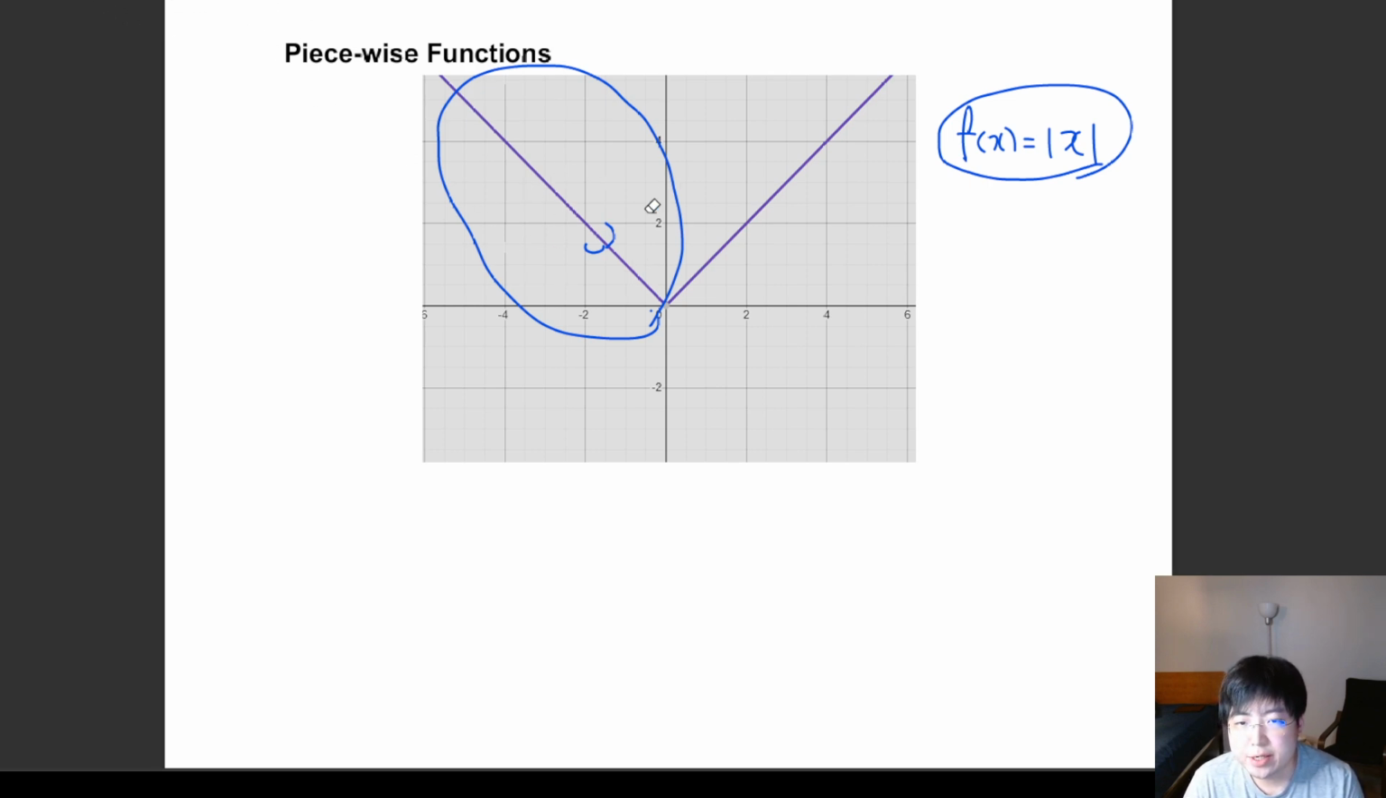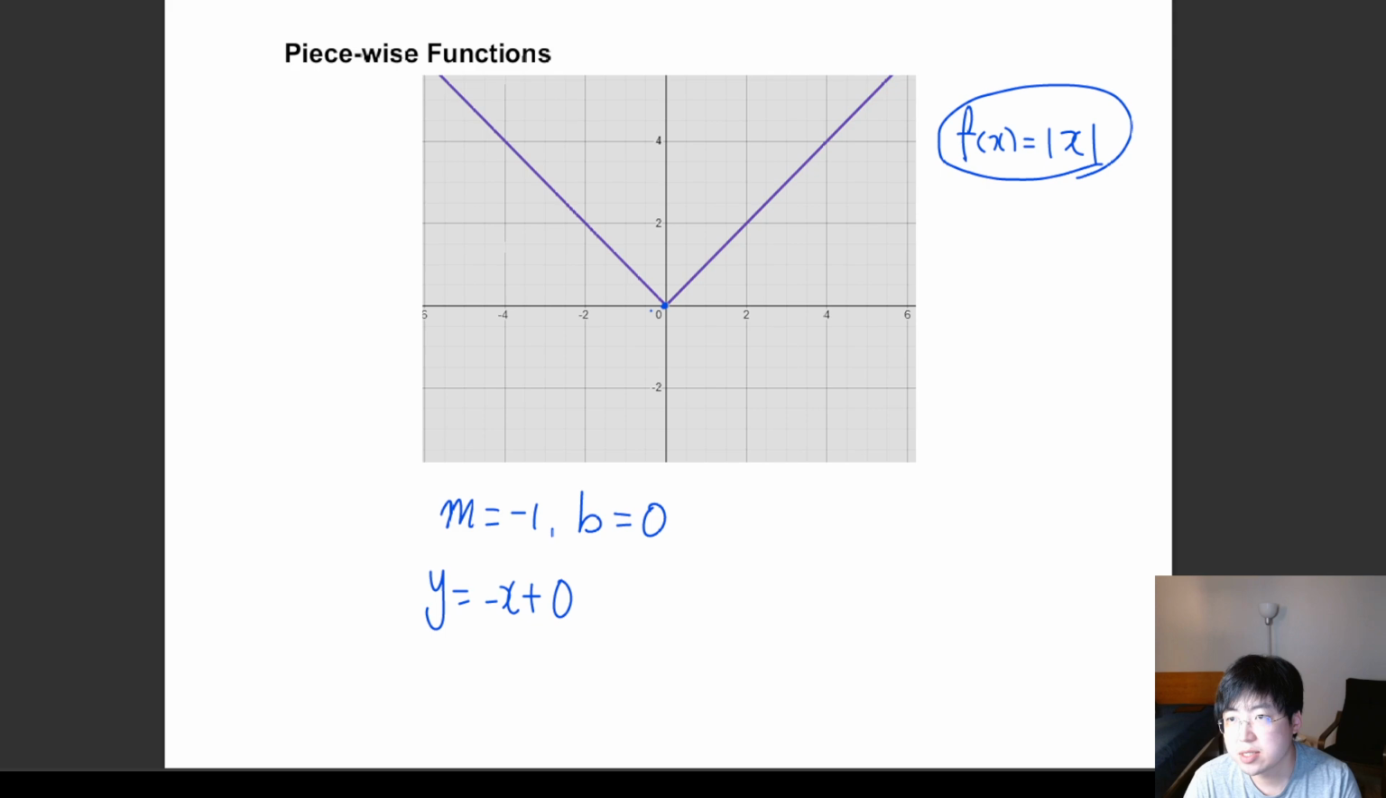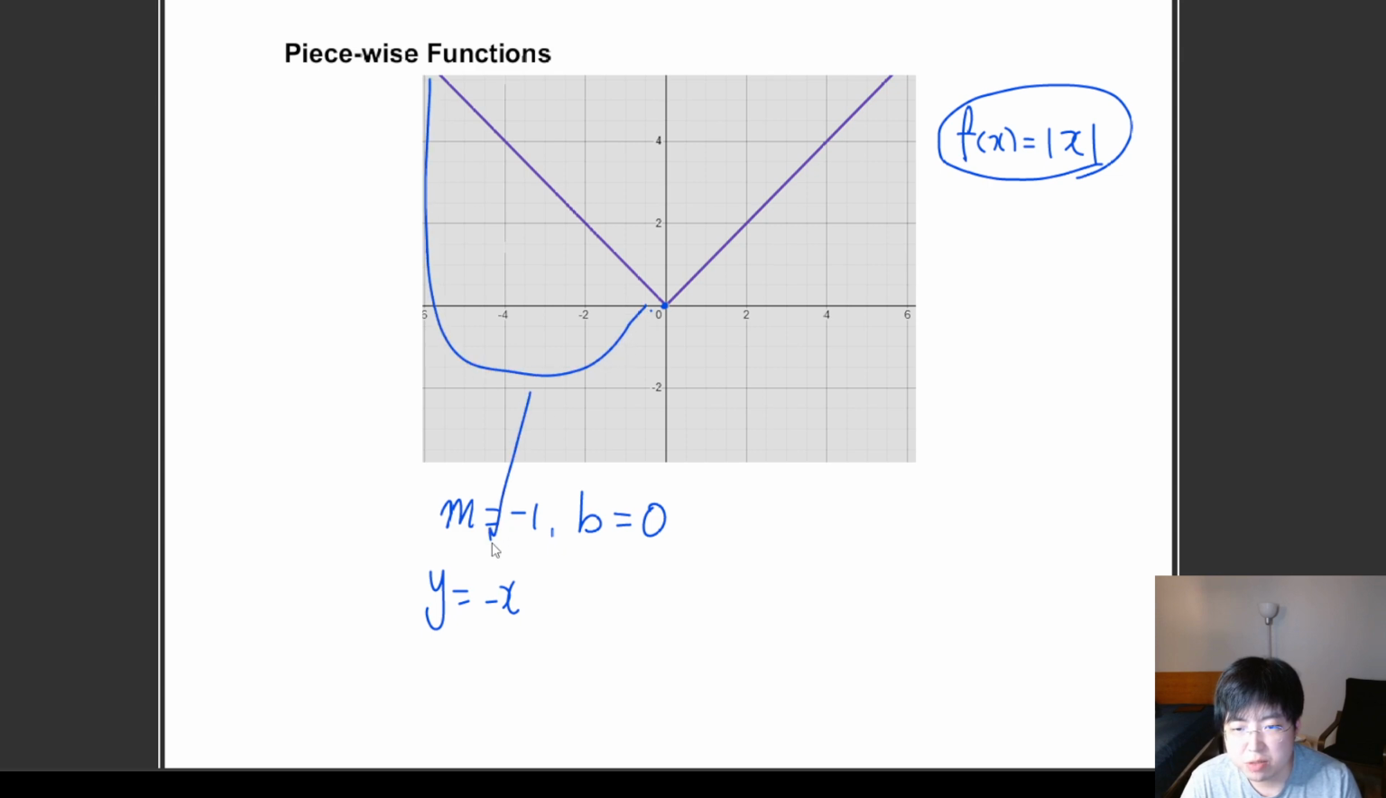And how about the y-intercept? So the y-intercept is where the graph intersects with the y-axis. That's going to be at 0, right? So the slope is negative 1 and the y-intercept is 0. So therefore the left portion is y equals mx plus b, so negative x plus 0, so we can just say negative x. So y is negative x is the left portion of the graph.